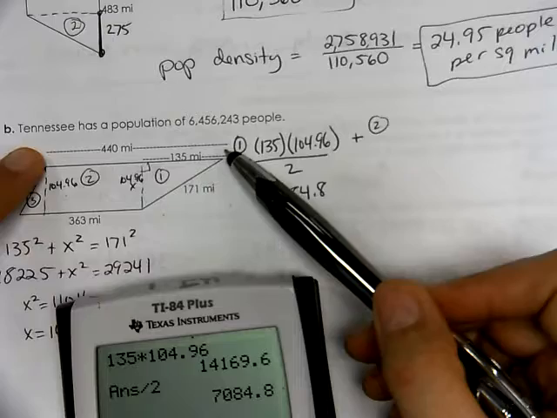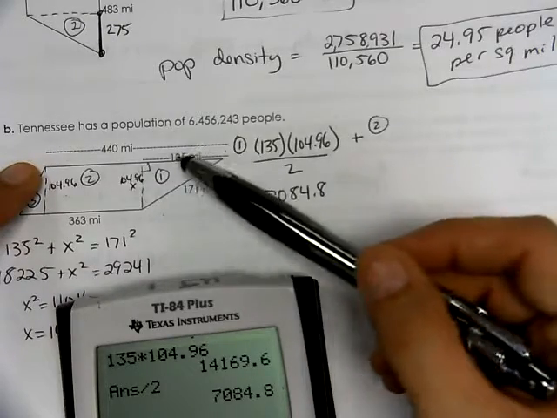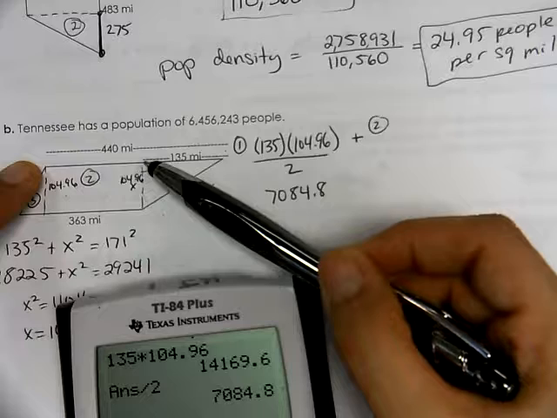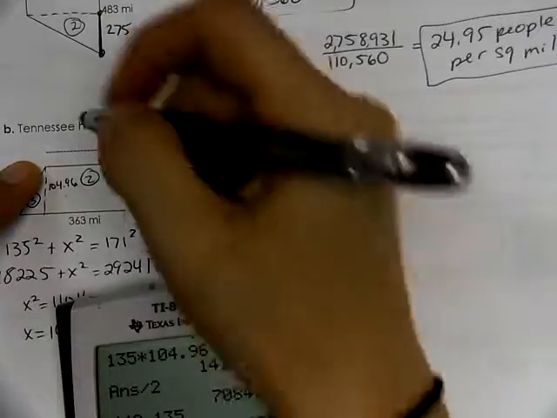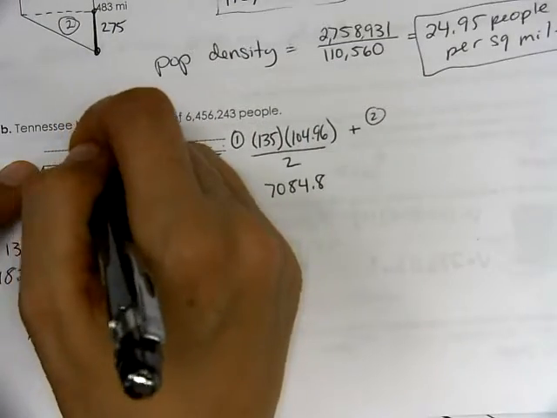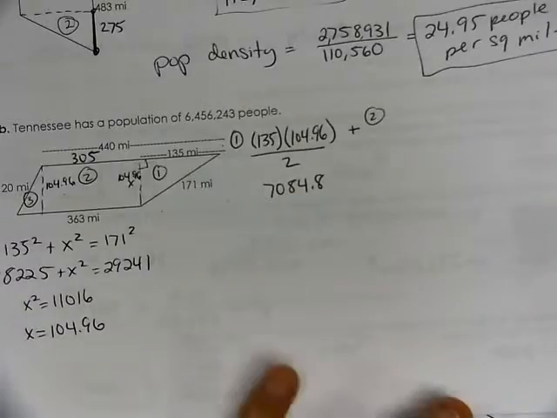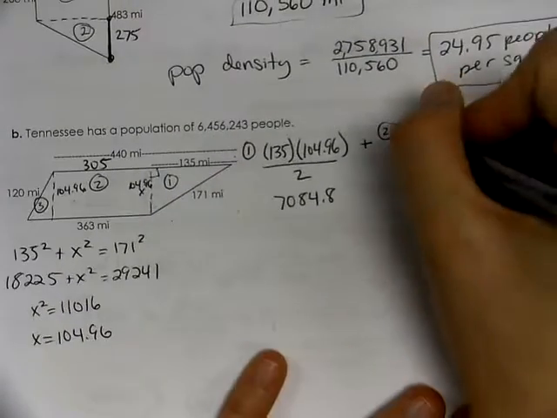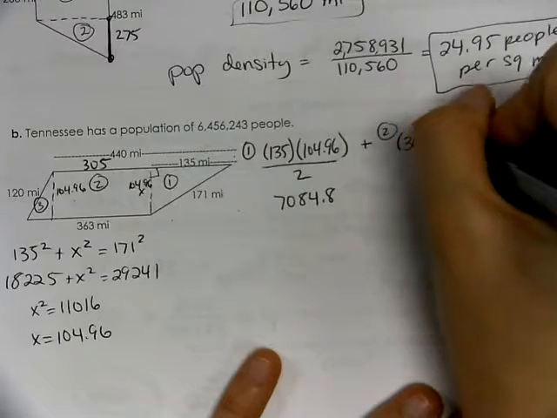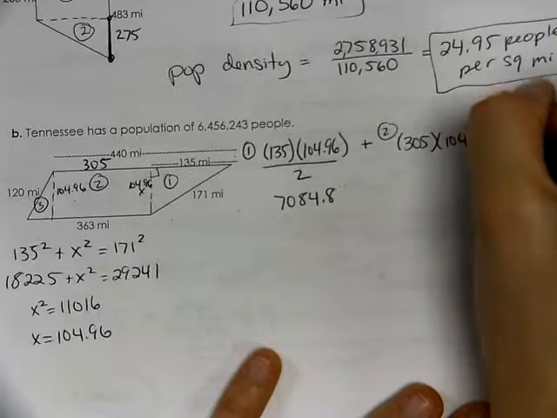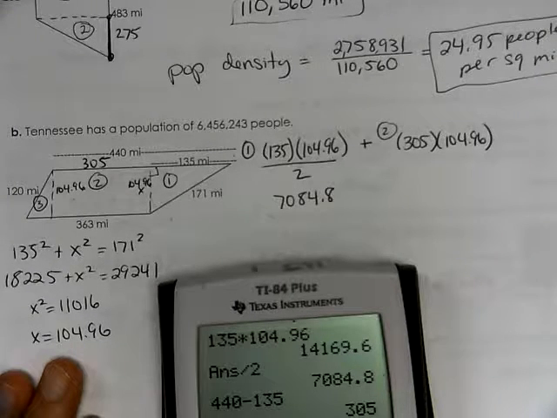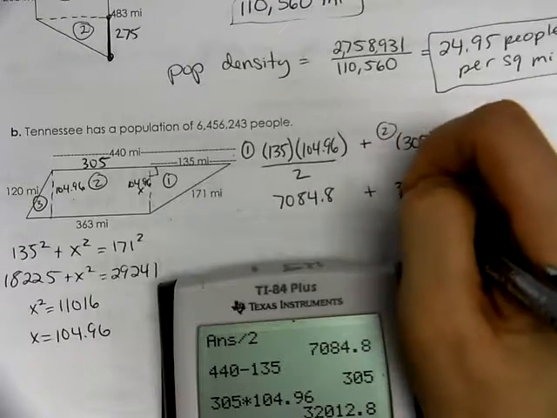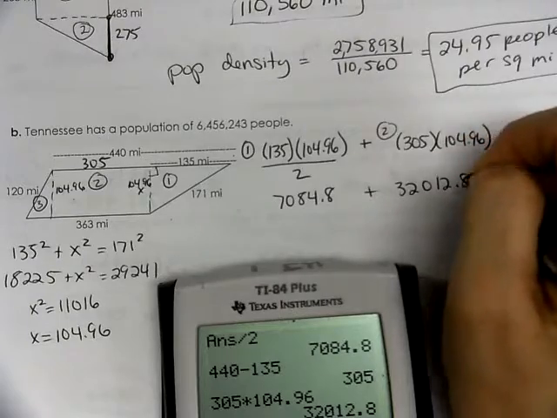Then I'm going to add the rectangle in the middle. Now, from here to here is 440 miles, here to here is 135. So what's this middle part? Can you subtract? Yes, 305. So we're still using a lot of stuff that we've learned this year, just in a different way. So the rectangle there is going to be 305 times 104.96, base times height, which is 32,012.8.